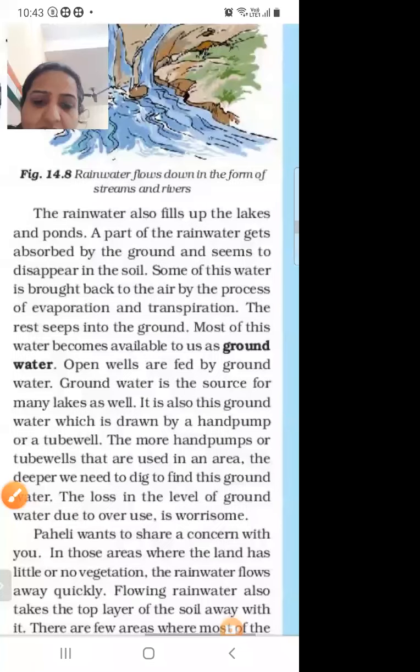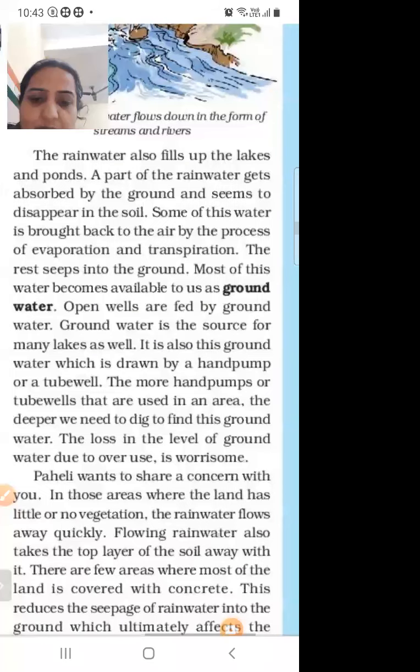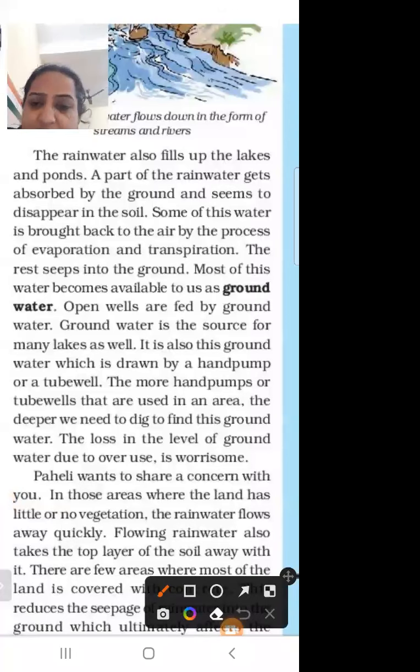Now next, Paheli wants to share a concern with you, in those areas where the land has little or no vegetation. So Paheli wants to share a problem. And what is that problem? Suppose in an area the land has little or no vegetation, the rainwater flows away quickly. So in that area the rainwater flows more quickly.